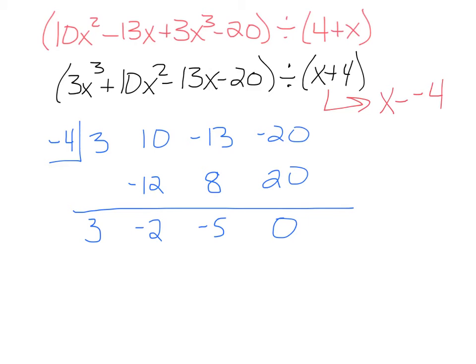Okay, now we're taking one less exponent than the biggest one of the dividend. And so we're going to get 3x squared minus 2x minus 5.